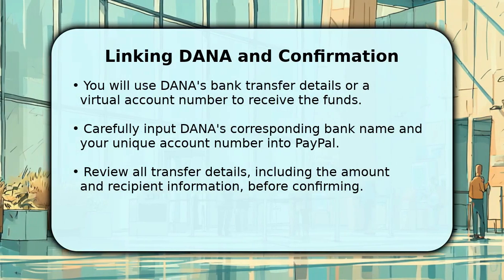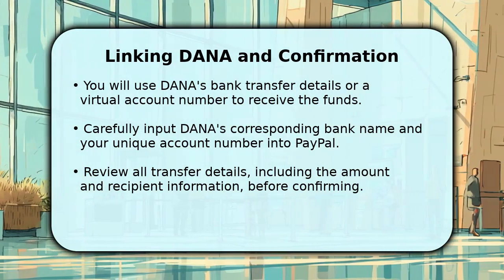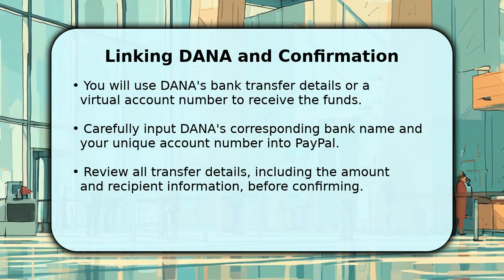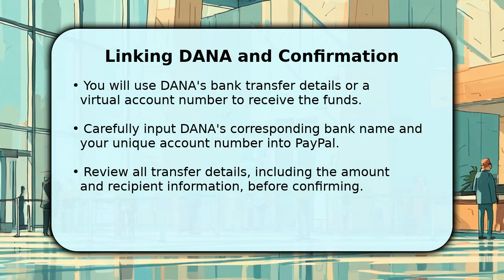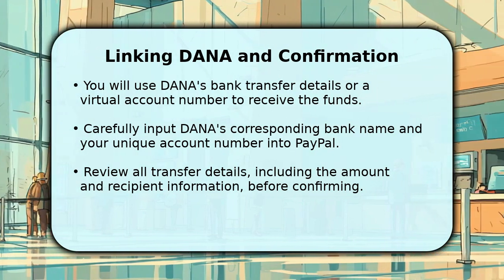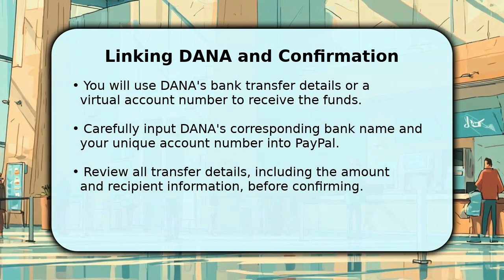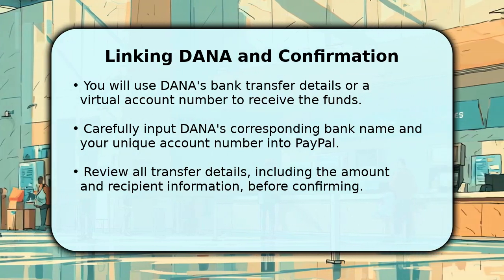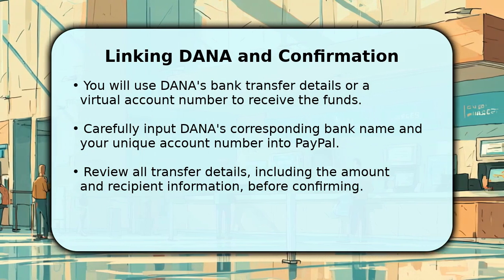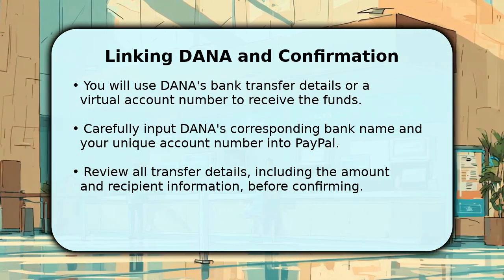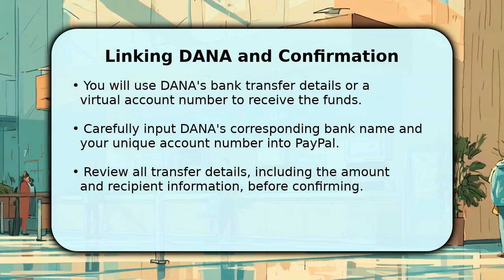To link Dana, you will need its bank transfer details. This often involves using a specific virtual account number provided by Dana or its associated bank name. Input these details meticulously into the PayPal transfer form. Double-check every piece of information, especially the recipient's name and the transfer amount, to prevent errors. Once everything looks correct, confirm the transaction to complete the request.